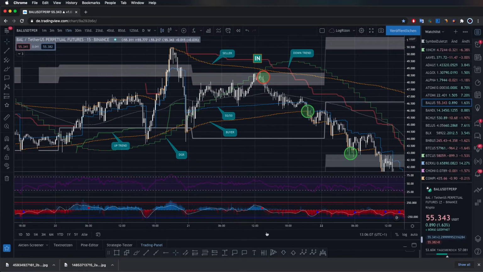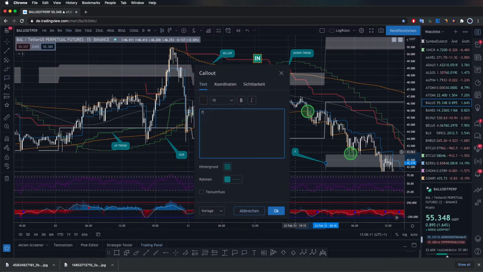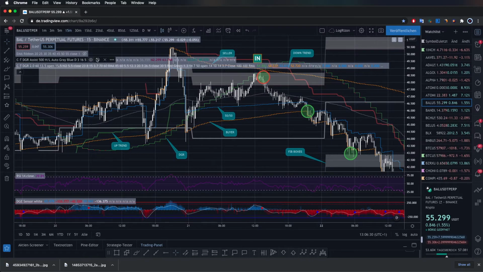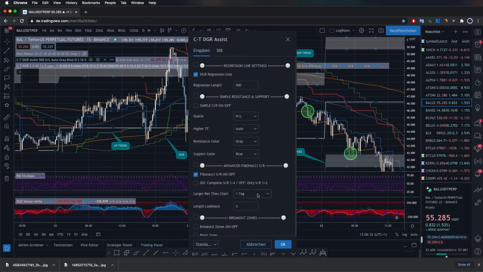One more important thing are these ones here. These are the Fib boxes, which are correlated to the Fibonacci retracement levels of this price. And they are not calculated by 15 minutes. In my case, you go for the assist to change it. They are calculated in a daily matter.